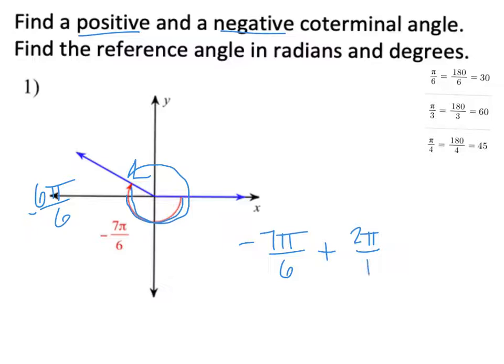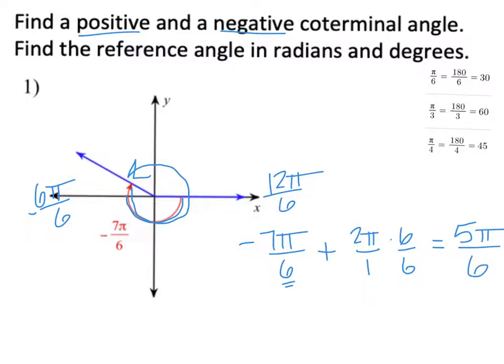2 pi is like 2 pi over 1. We can't really add that up. We have to make common denominators. But we know since we're over 6, this is 12 pi over 6, correct? So to make common denominators, we're adding negative 7 pi over 6 to 12 pi over 6. And that should give us 5 pi over 6.